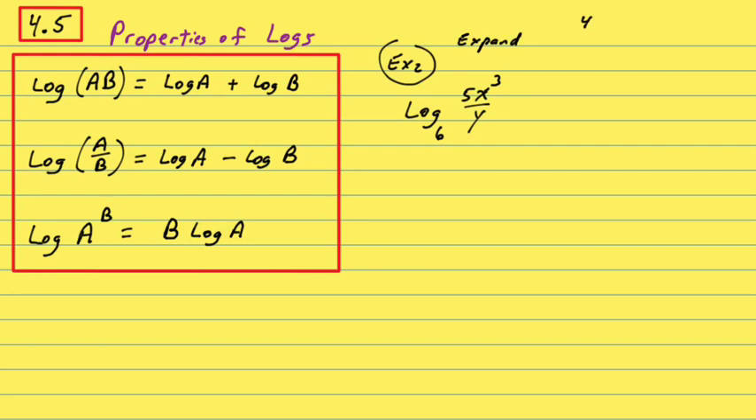Now the assignment will be 4.5, and we're going to do 3 to 49 odds. But I'm not going to start them until we go through some examples first.